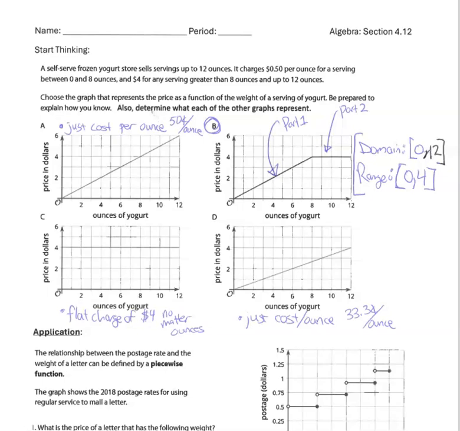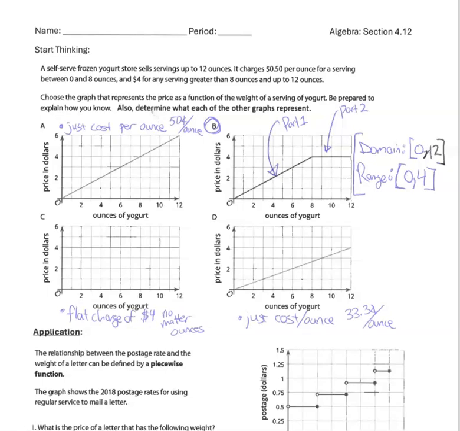And the last one is also a constant rate of change. The only difference is it seems like it goes up by $1 for 3 ounces. So that tells you it is going to be 33.3 cents per ounce. And there is no point where it is just going to even out and the cost just stays the same. So that is what all of these graphs mean.